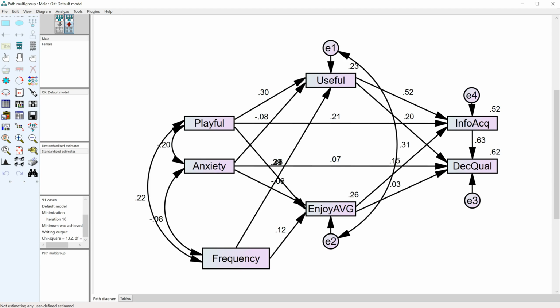I'm really excited to show you this new plugin John's been working on. Might call it Multigroup Magic. So if you have a multigroup model, it's kind of a pain to test the differences.